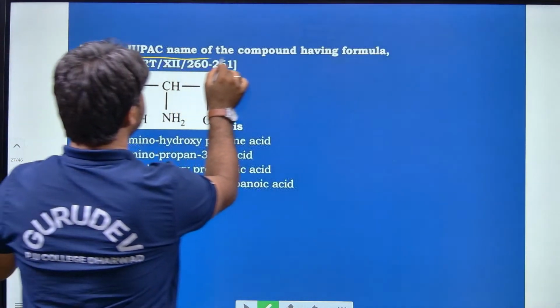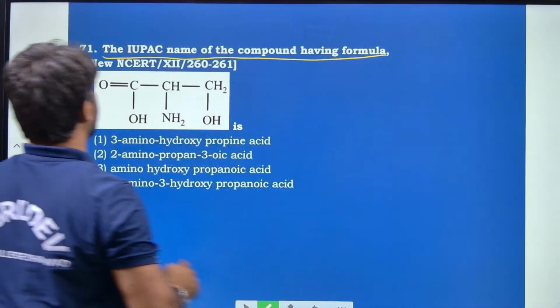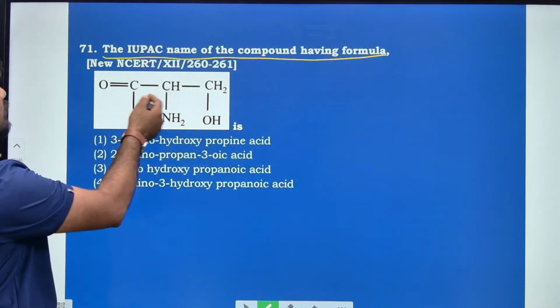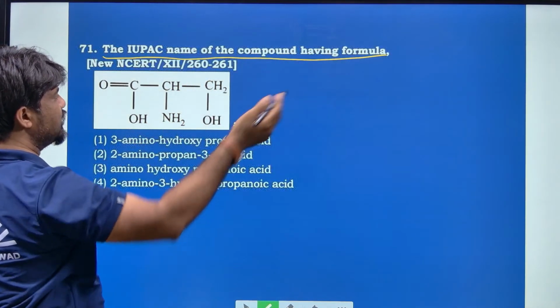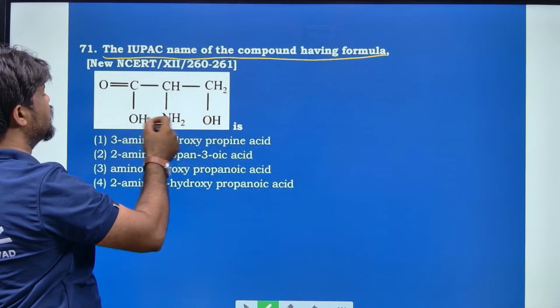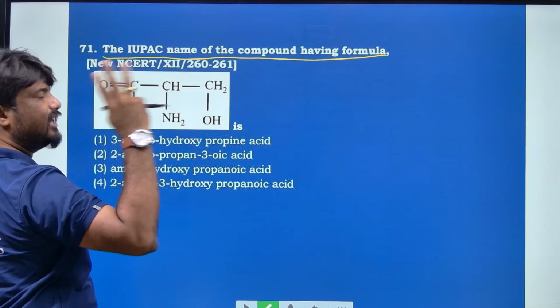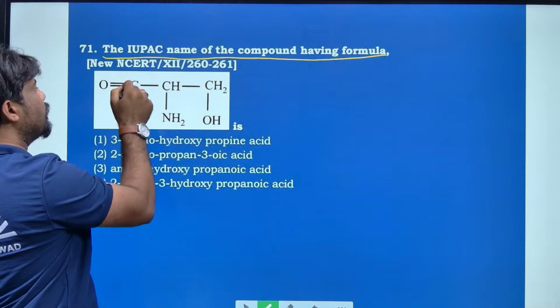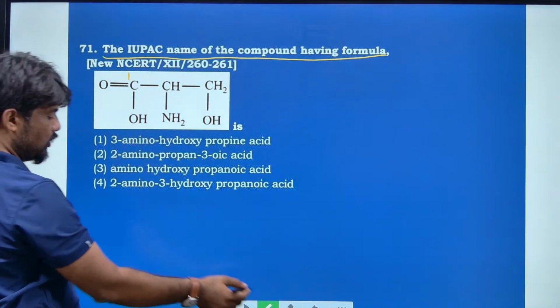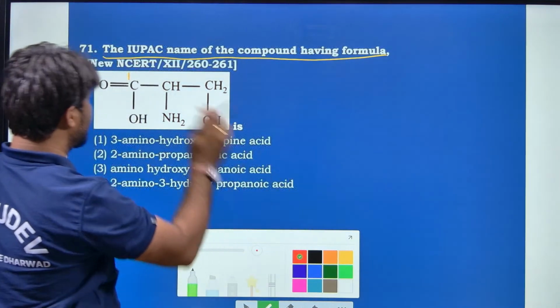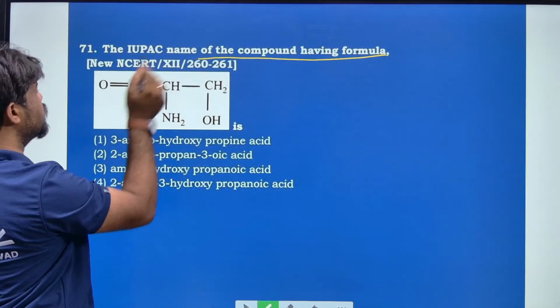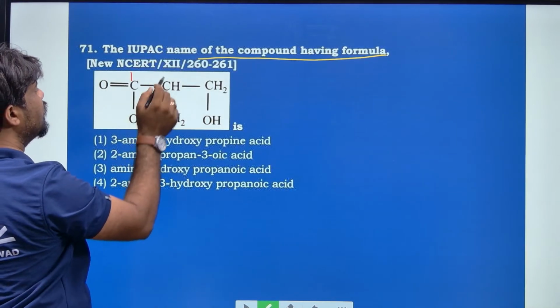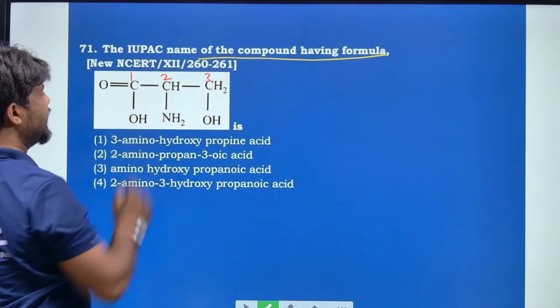The IUPAC name of the compound having the formula. So this is the compound, I need to write the IUPAC nomenclature. It's very simple: OH, NH2 and carboxylic acid. There are three types of functional groups, in which carboxylic acid is the main primary functional group and the remaining I can consider as substituents. Yes, I will number from here 1, 2 and 3.